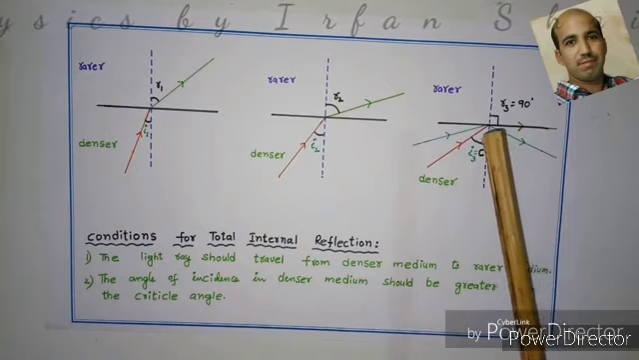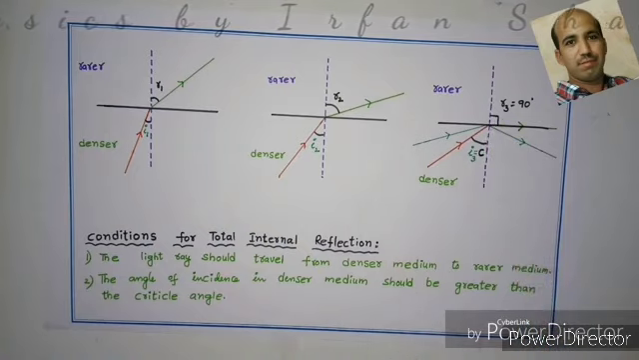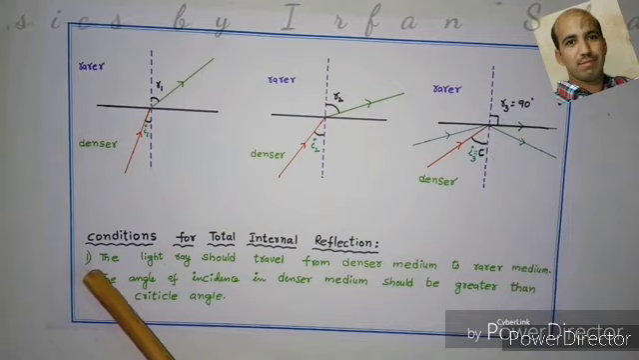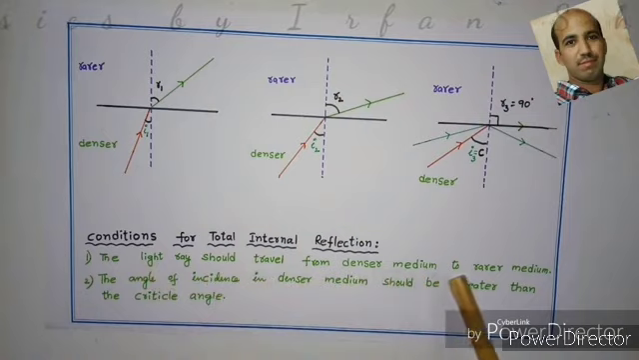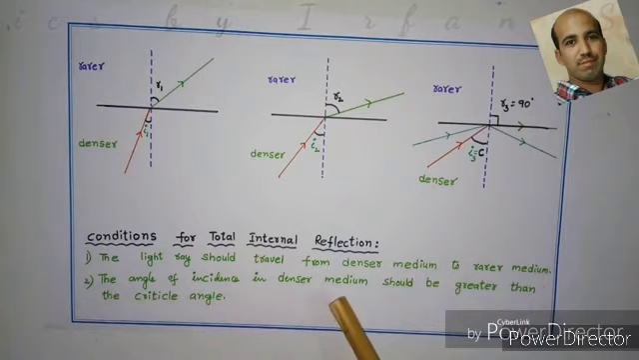There are some conditions for the total internal reflection. The first one, the light ray should travel from the denser medium to the rarer medium. The second one, the angle of incidence in denser medium should be greater than the critical angle. Let us try to understand this with an example.